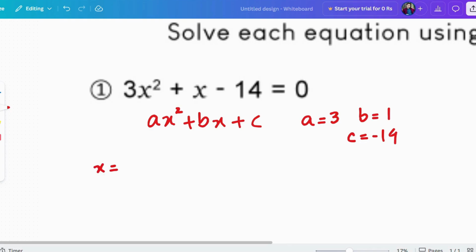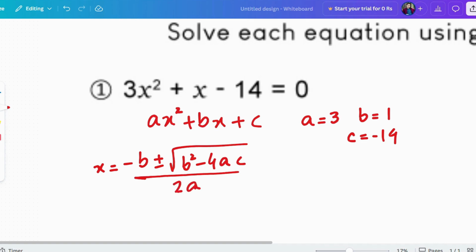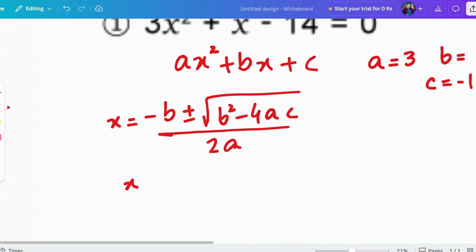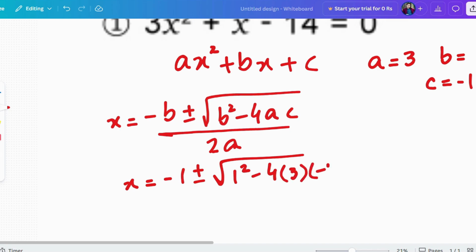So I will put those values into the quadratic formula, divided by 2a. So this is the quadratic formula that we have. We will put our values in it one by one. So what's the value of b? The value of b is 1. So I'll put 1 for the b. Plus minus radical 1 square minus 4. A is 3 and c is equivalent to negative 14. All of it divided by 2. What is a? A is 3. So I'll put the values in it.